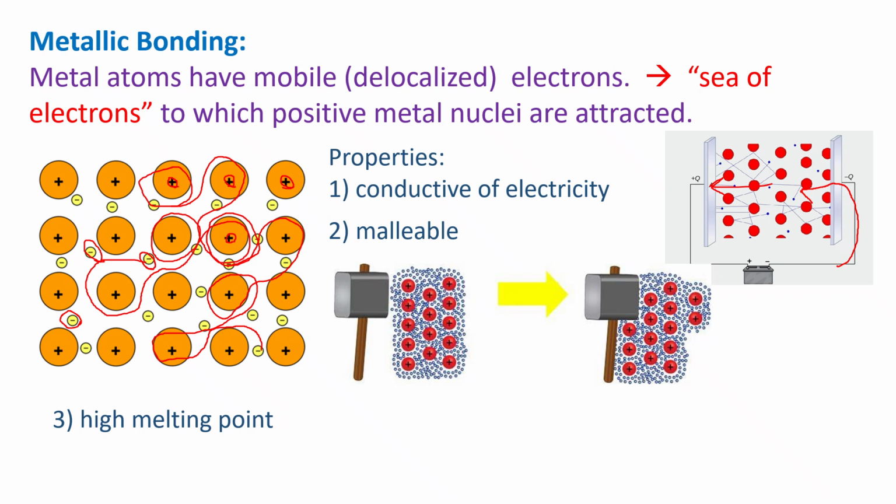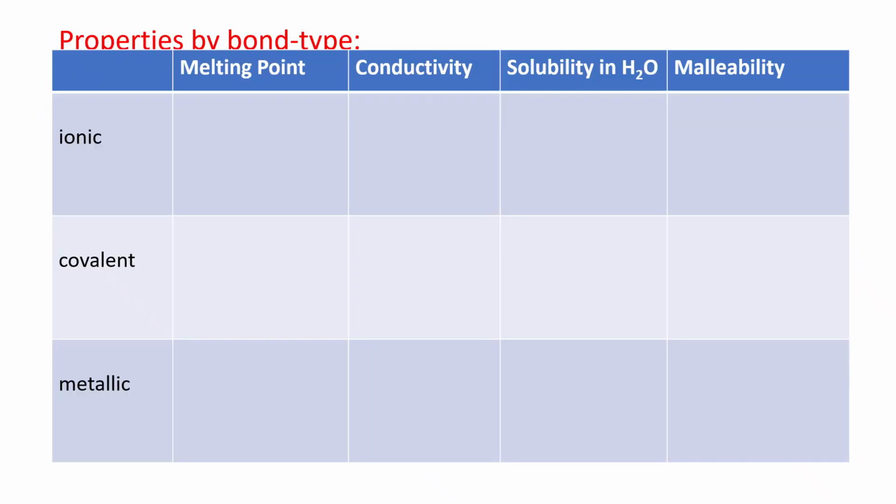But for most metals, the melting point is going to be pretty significant, in the hundreds, and in many cases, thousands of degrees Celsius.